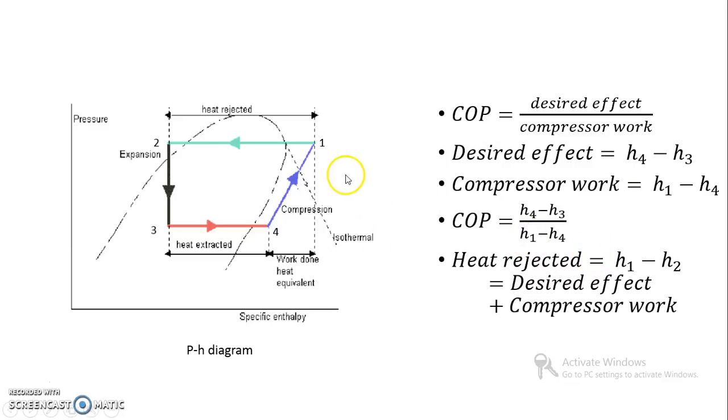H1 minus H2 is actually the sum of H1 minus H4 plus H4 minus H3 because the expansion is an isenthalpic expansion. That means H2 will be equal to H3. So the heat rejected will be actually the sum of the desired effect as well as the compressor work.